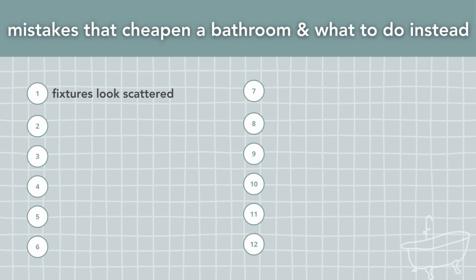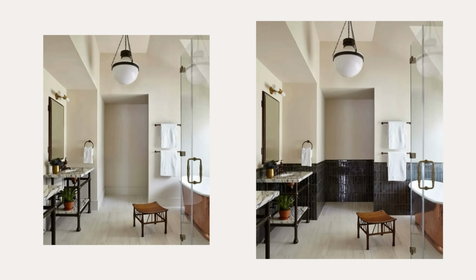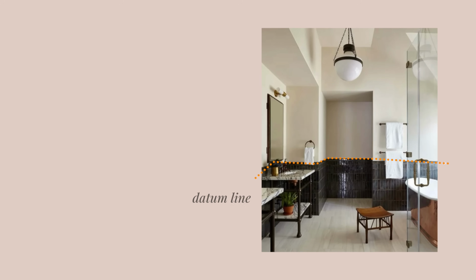I need to show you something that's going to change how you look at bathrooms forever. Are you ready? These two bathrooms are basically identical. Same layout, same fixtures, same vanities, but one looks significantly more expensive than the other, doesn't it? It's this one. The only difference is a strip of dark tile that's running around the lower walls. So why? What's happening? That tile is creating a datum line.